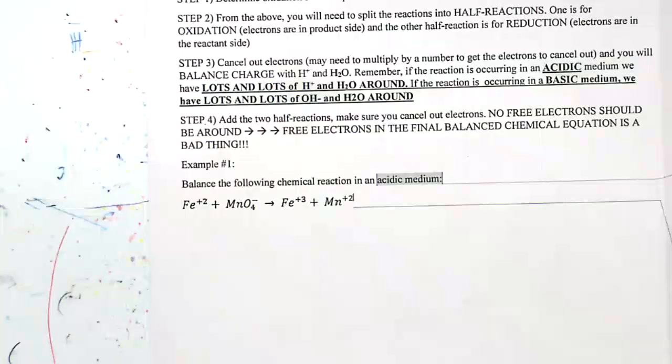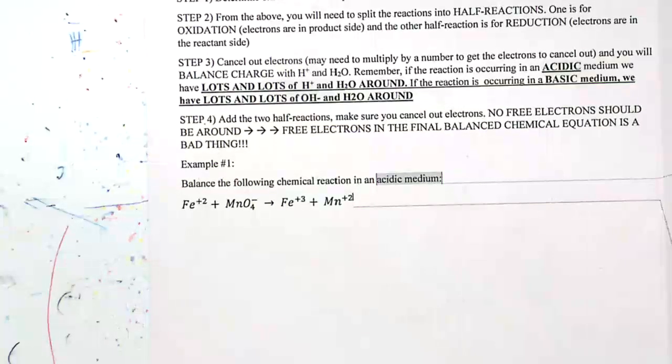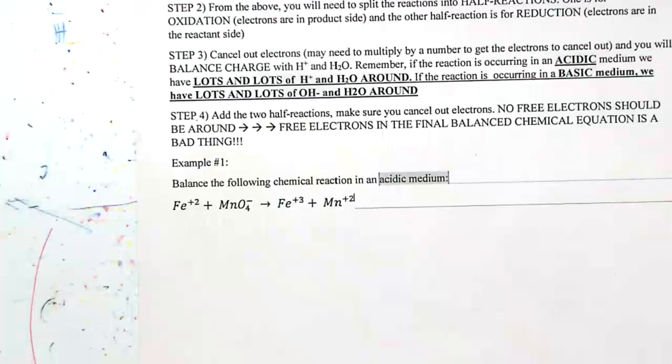I'm a giver, I get oxidized. Susanna is a taker of electrons, she gets reduced. So if you give away an electron, you become oxidized. If you take an electron, what happens? You become reduced.